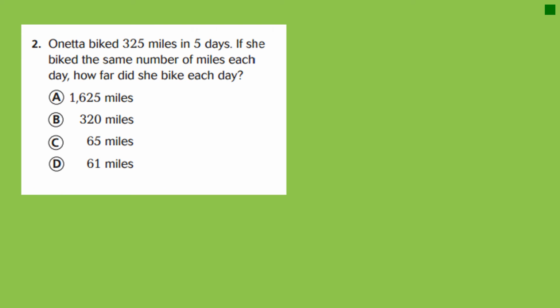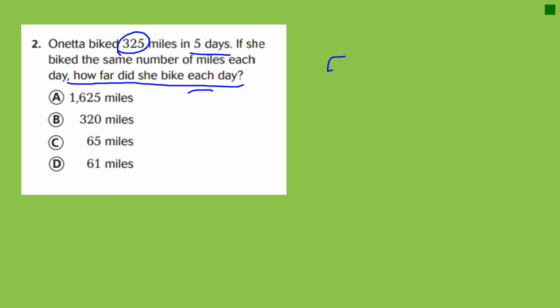All right, let's see. Onetta biked 325 miles in 5 days. If she biked the same number of miles each day, how far did she bike each day? So she biked 325 miles altogether in 5 days, and she biked the same number of miles. So we have 325, and we're separating them into one day, the next day, the next day, to see how far she rode each day.